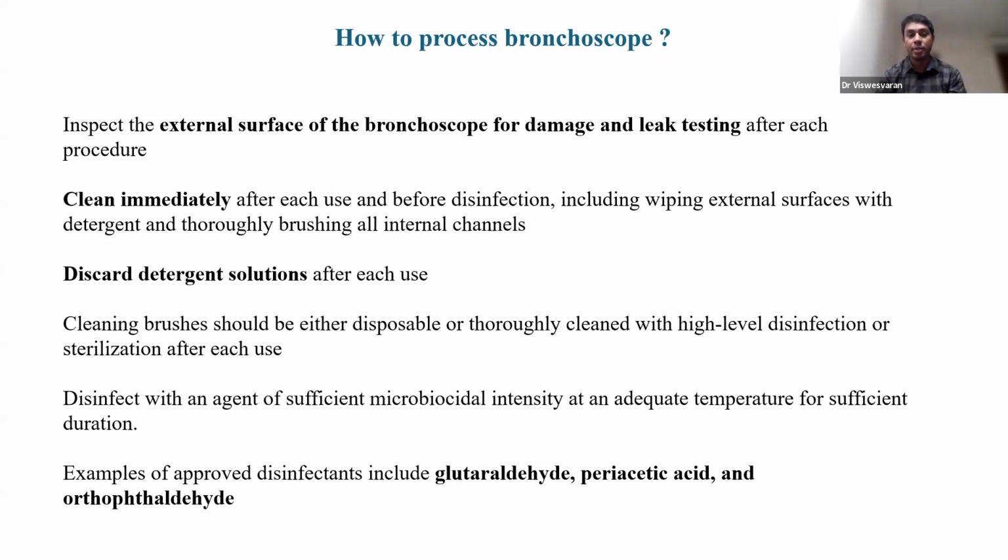And cleaning brushes should be either disposable or thoroughly cleansed with high-level disinfection. That's very, very important. And if you're not convinced with your high-level disinfection, always go for sterilization with ethylene oxide. Disinfect with an agent of sufficient antimicrobial intensity at an adequate temperature and for adequate duration.